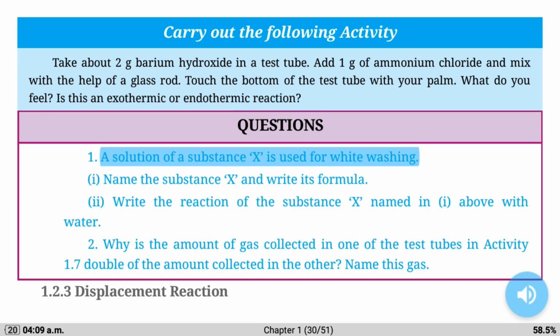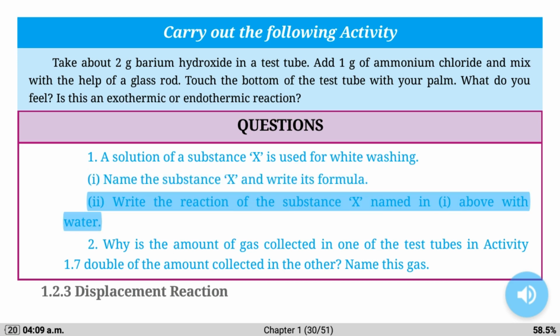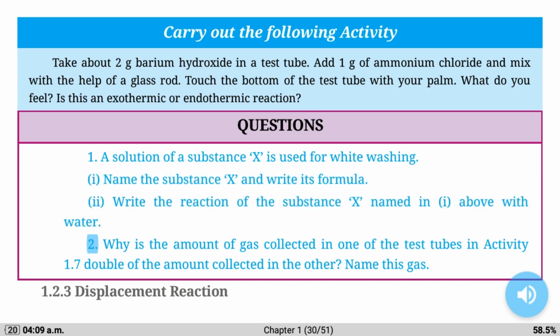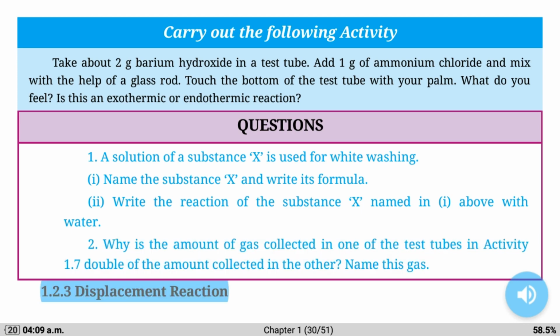Questions. 1. A solution of a substance X is used for whitewashing. (i) Name the substance X and write its formula. (ii) Write the reaction of the substance X named in (i) above with water. 2. Why is the amount of gas collected in one of the test tubes in Activity 1.7 double of the amount collected in the other? Name this gas.